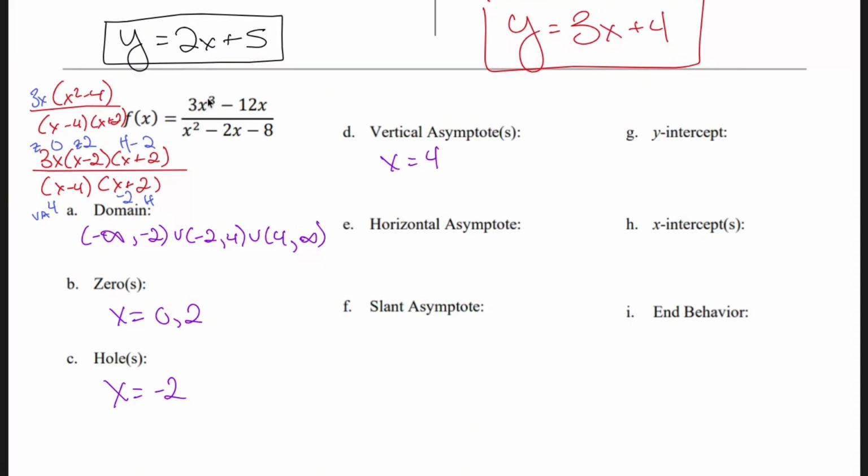My degree in the numerator is higher than the degree in the denominator, which means I'm getting a slant asymptote, which means I'm not getting a horizontal asymptote. Now let's find our slant asymptote. So we got x squared minus 2x minus 8. We're going to divide that into 3x cubed plus, oh, don't forget, 0x squared minus 12x plus 0.